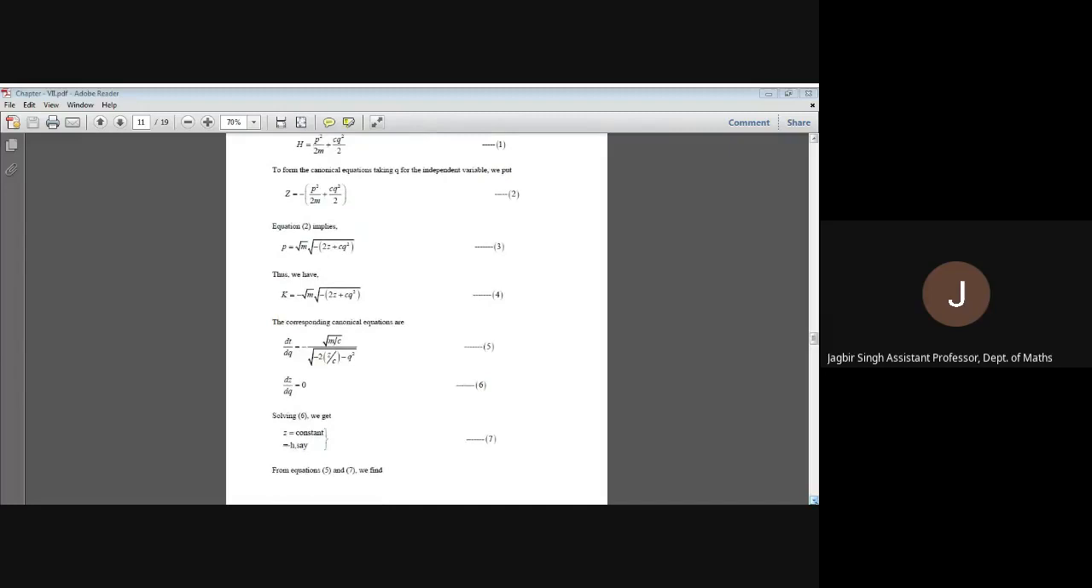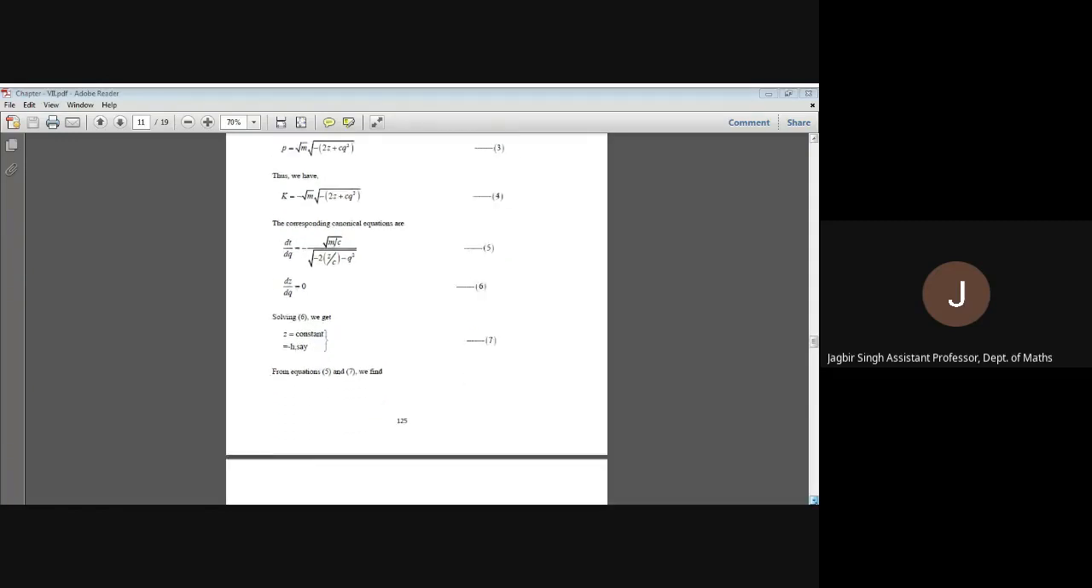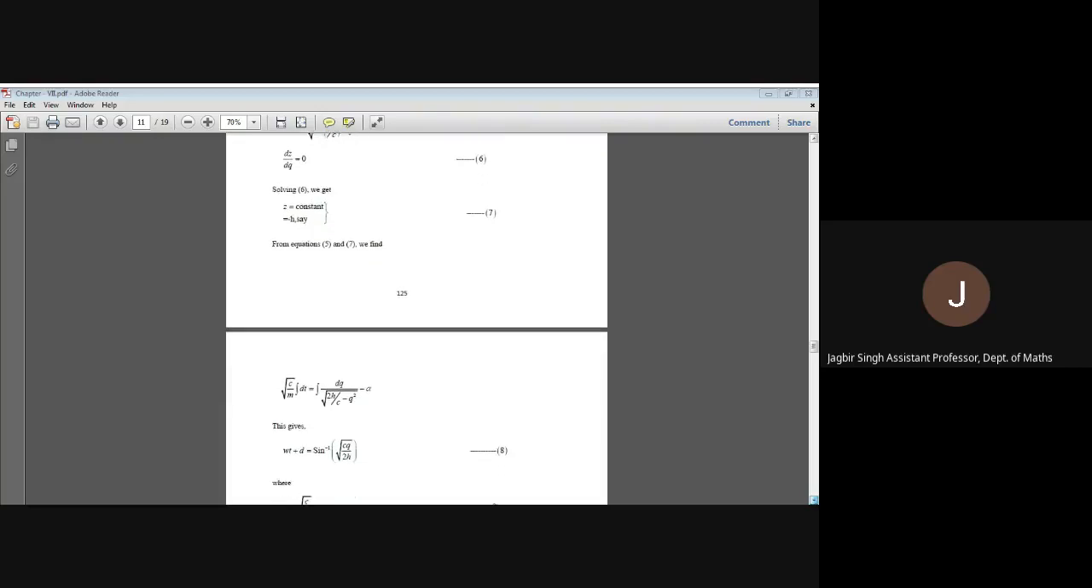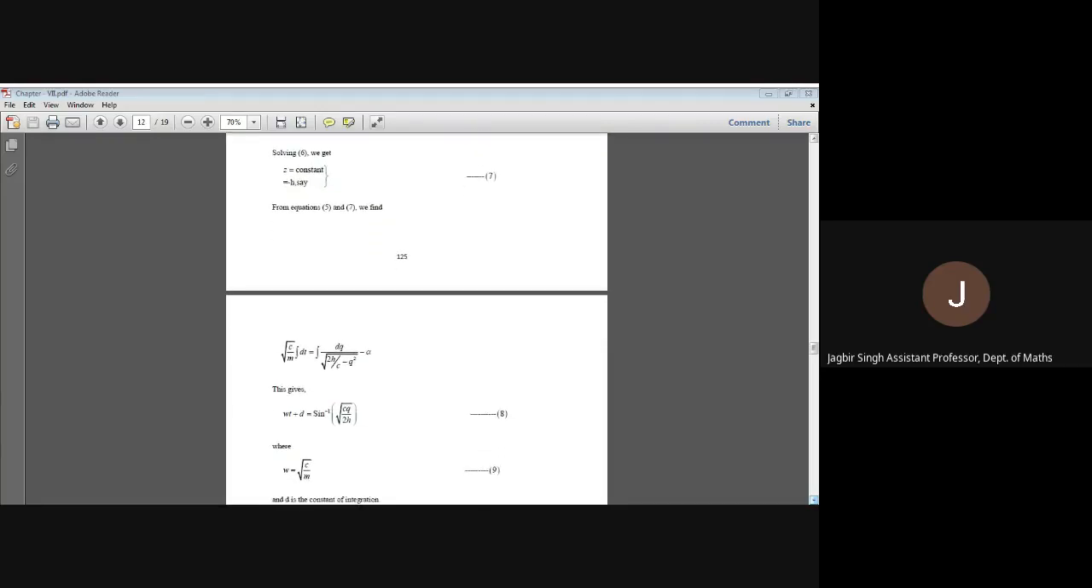So from here, z is a constant, say h. Replace z with h in equation number 5. We obtain one equation for t and q. That equation is solved and the values are obtained using some basic integration methods.